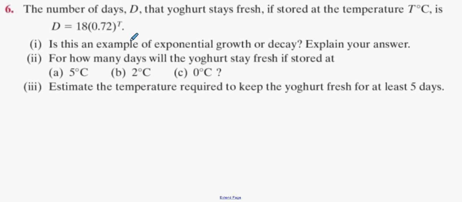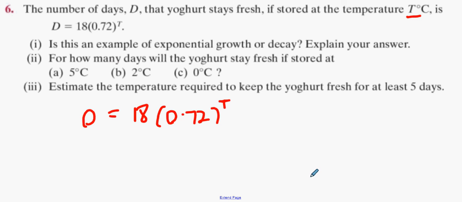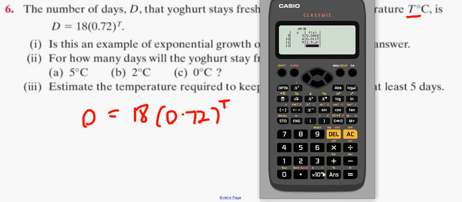The number of days D that a yogurt stays fresh when stored at a temperature T is given by the following formula. The first thing I do when I see something like that is I just lob it straight into the calculator and have a look. So I'm going to put in table function, mode, table function. I'm going to do 18, 0.72, and then to the power of x.